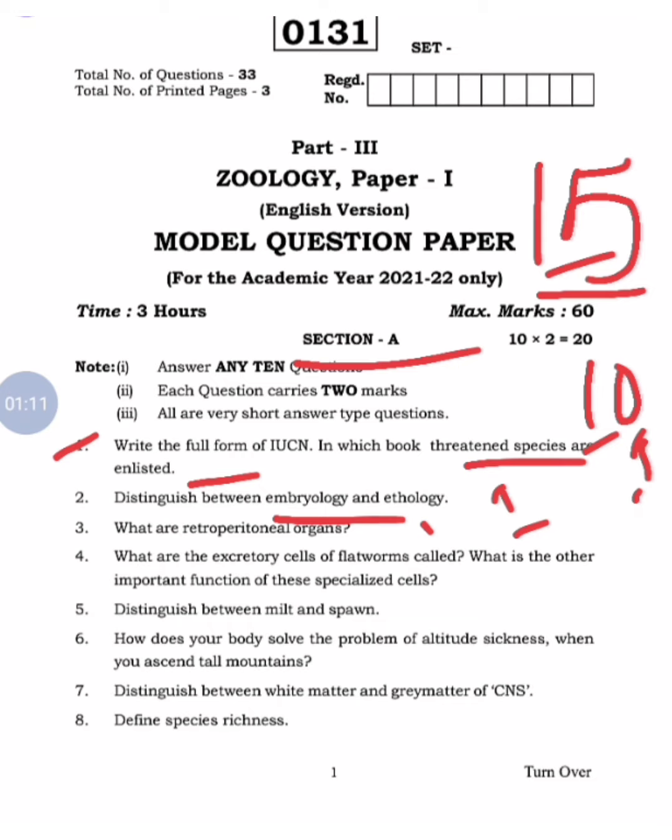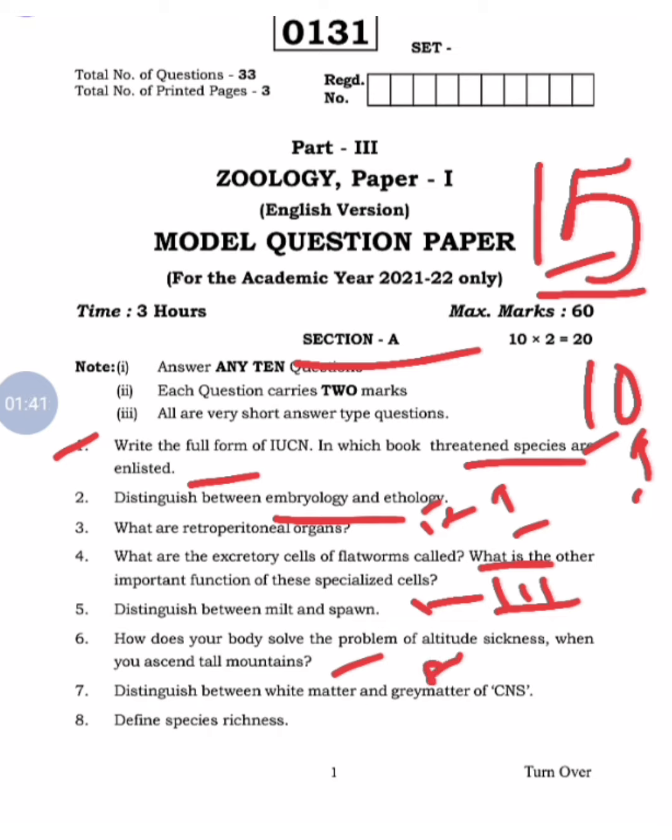Retroperitoneal organs, chapter 2. And excretory cells of flame cells are called, this is from chapter 3. Invertebrates: distinguish between milt and spawn, vertebrates, that is the 4th chapter. And how does your body solve the problem of altitude sickness, that is from the last chapter. Previously they did not ask this question, but you should concentrate, it is from the last, 8th chapter.